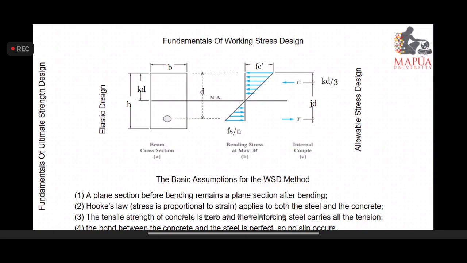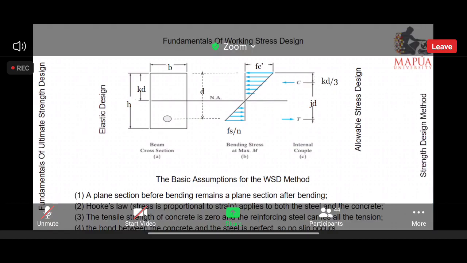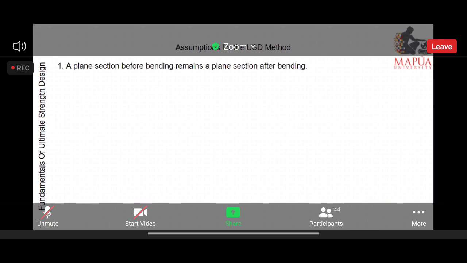Now, we are going to deal with the fundamentals of ultimate strength design. This ultimate strength design can be called as well strength design. So the assumptions for the USD method are, number one, plane sections before bending remain plane sections after bending.